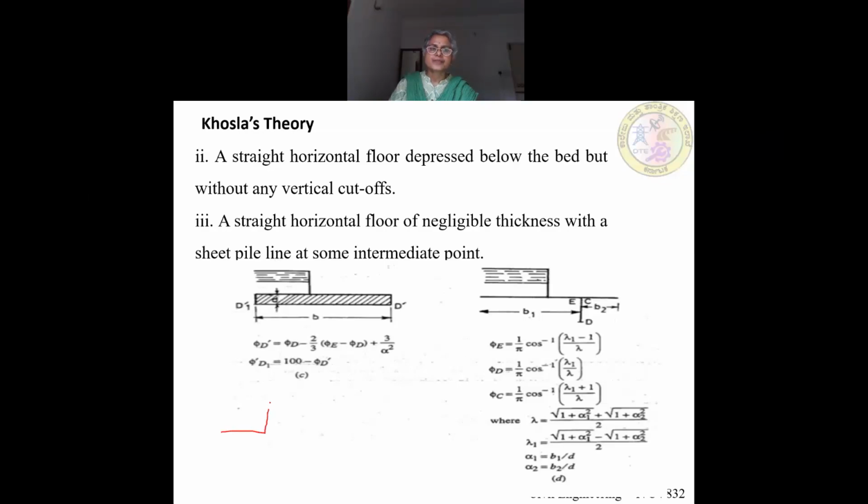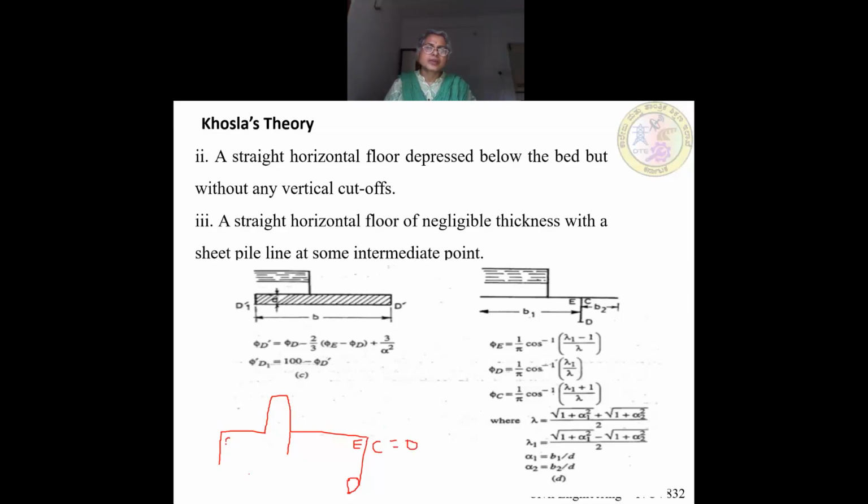So there will be a sheet pile here, there will be a sheet pile here, or an intermediate pile in between. First you have to determine at the downstream side, so you will name this as E, then D, and C. Of course, you know what is the pressure at C? It is zero because it is the exit end, the downstream end. Here the pressure is zero.